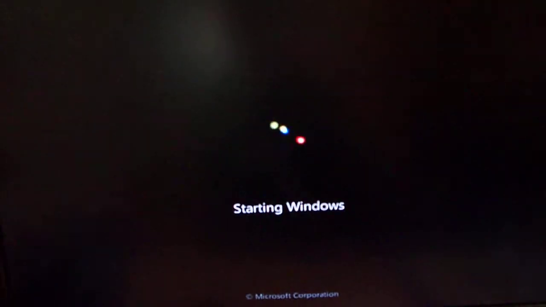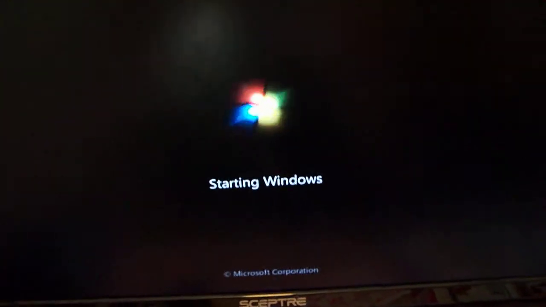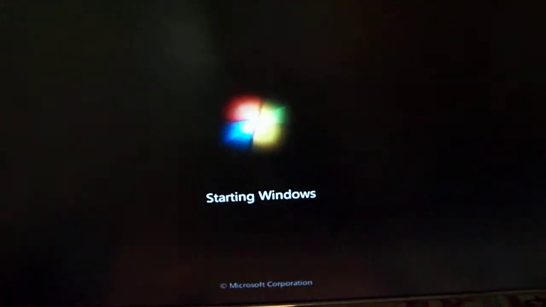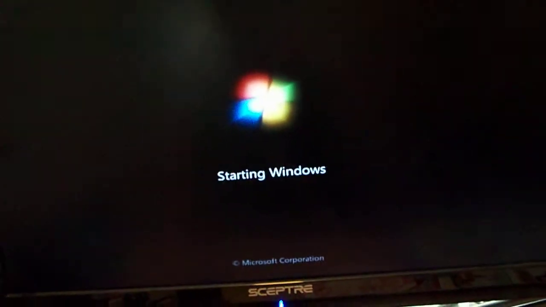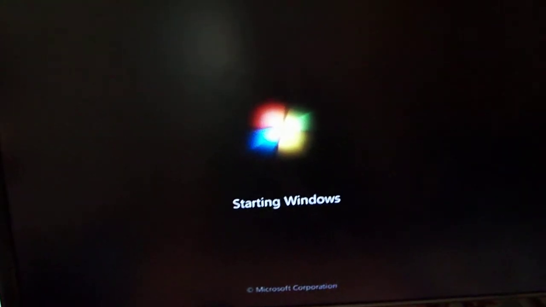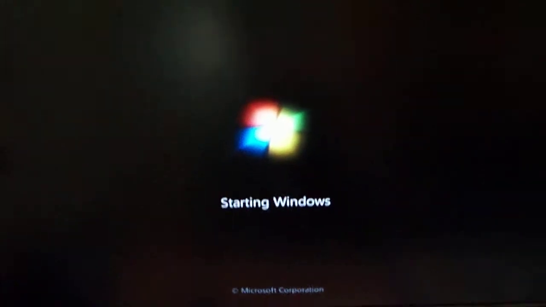Well, so far I like Windows 7. It's definitely a lot faster than Vista was. Only thing is, so far I only installed a couple games, but I cannot for the life of me get Crysis to work at all.